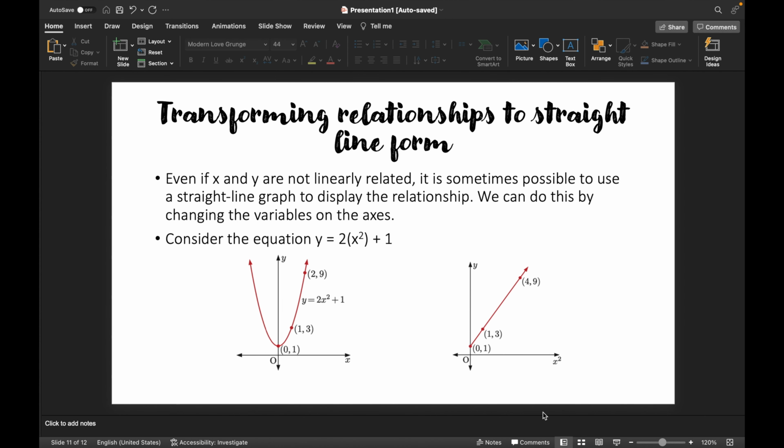Now let's look at transforming relationships to a straight line form. So sometimes the variables x and y may not be related linearly.